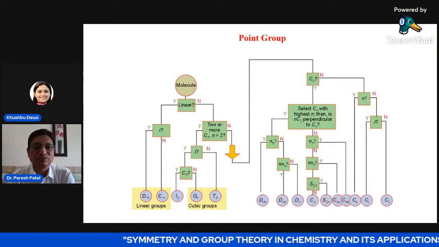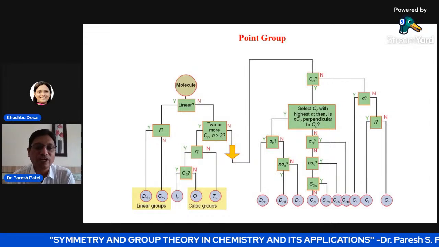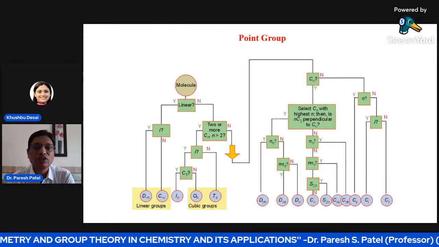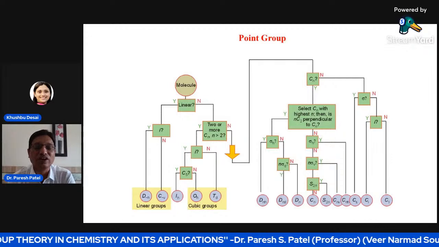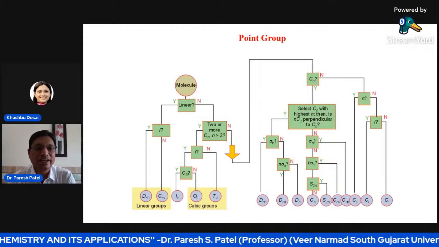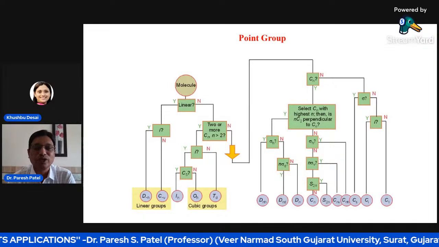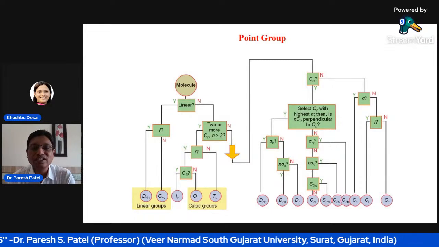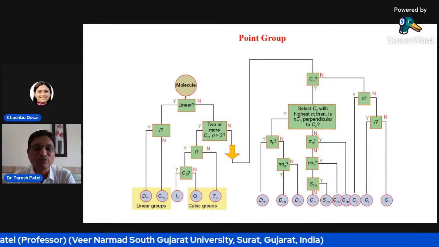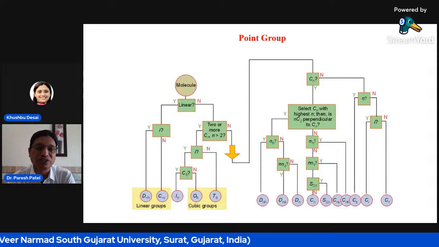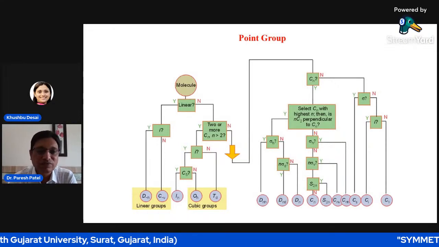If the molecule has a higher order axis, then Td or Oh point group may be present. Then we ask whether the molecule has any proper axis of rotation. If no, then C1, Cs or Ci point group may be present. Otherwise, we have to go for the next one. Next, please.